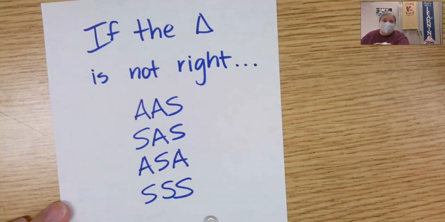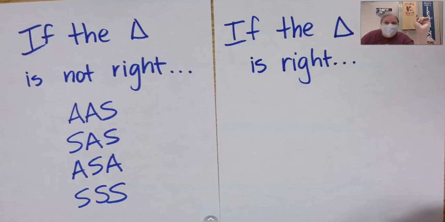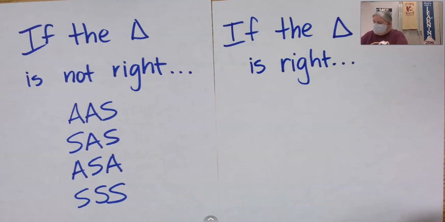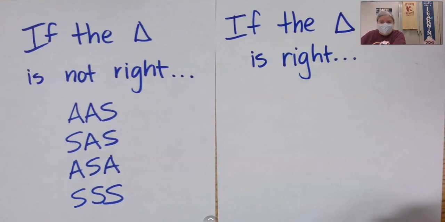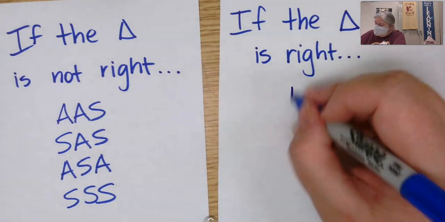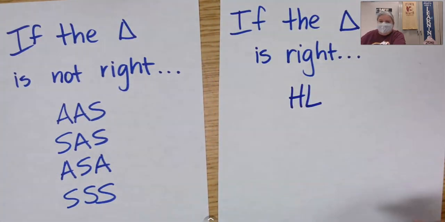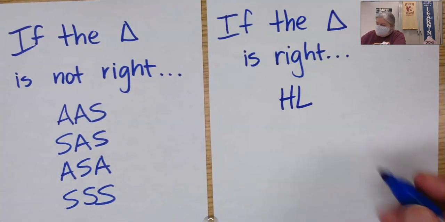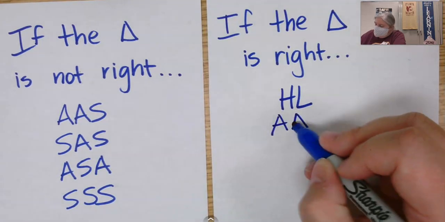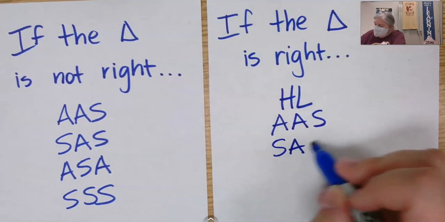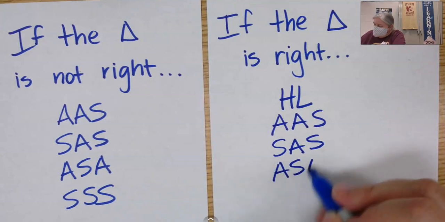Because remember, to be hypotenuse leg, you have to have a hypotenuse. It has to be a right triangle. Remember what I said about the mistake people want to make. They want to say, oh, if the triangle is right, if I see a right angle, then it's HL. But no, if the triangle is right, I still have all those other options plus HL.